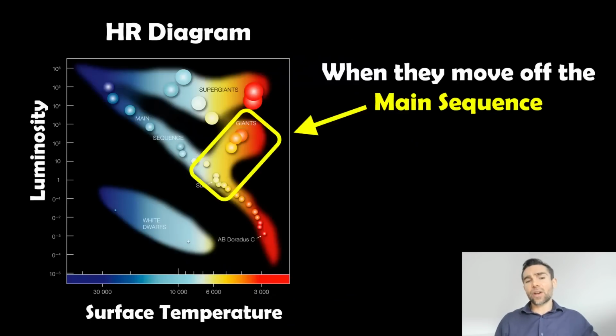So on the HR diagram, if you haven't seen this before, it's basically a scatter plot of the luminosity and surface temperatures of stars, and it creates this sort of plot here, and you have distinct groups of stars on there.